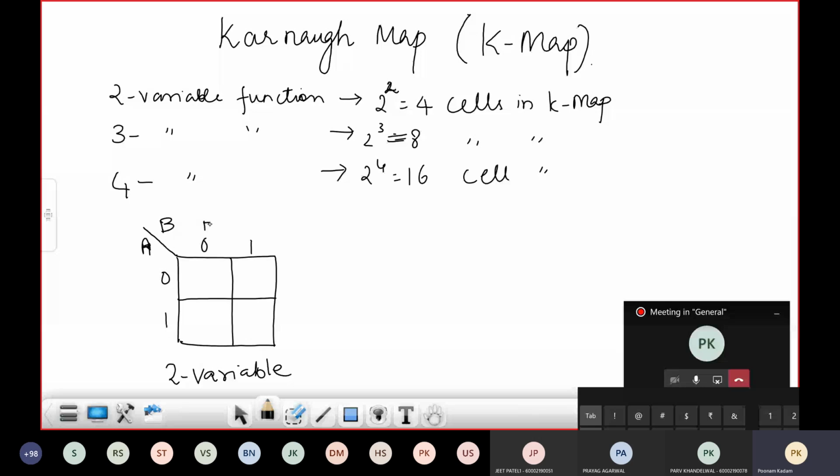Wherever there is 0, we'll write B bar, and where there is 1, we'll write B. Wherever there is 0, I'll write A bar, and wherever there is 1, I'll write A.